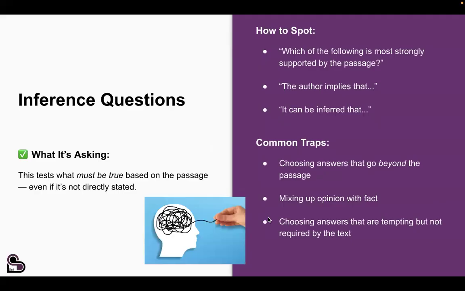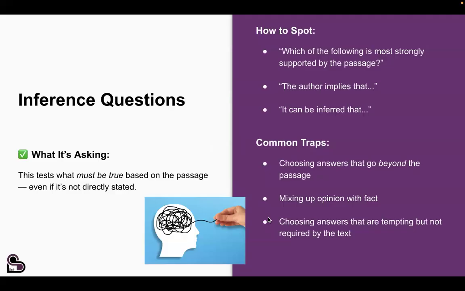Inference questions, how to spot them. Okay, what are they asking first? This tests what must be true based on the passage, even if it's not directly stated. So, similarly to assumption questions in logical reasoning, inference questions are looking for what the author implied that didn't get said.